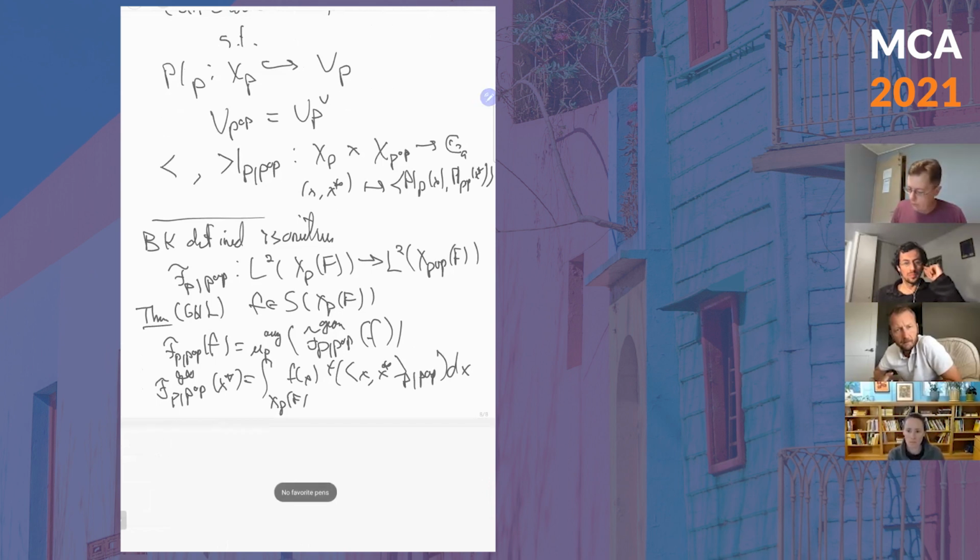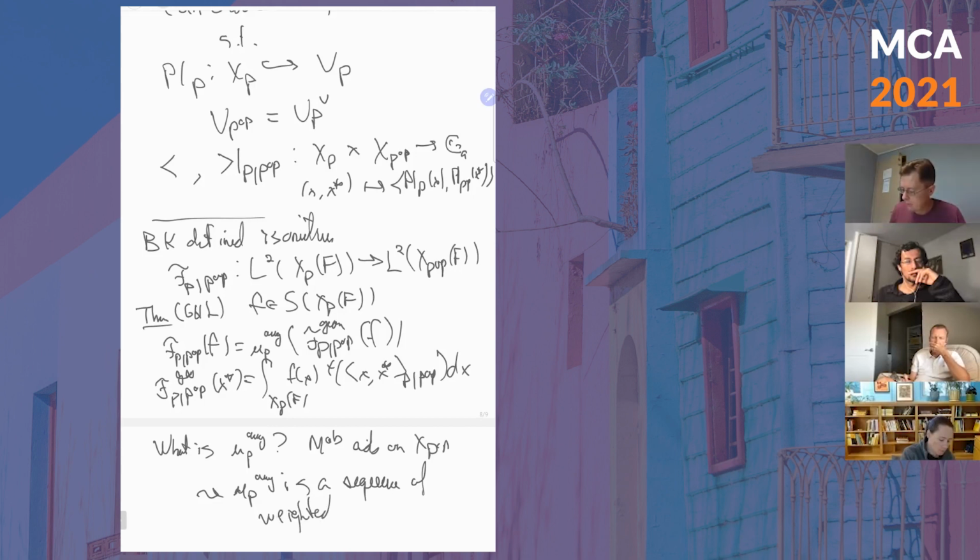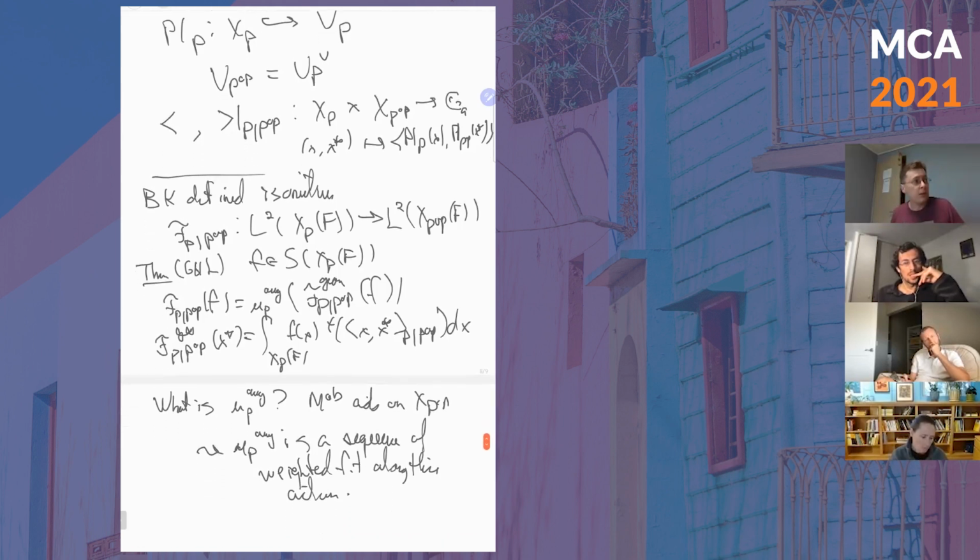And let's see, so what is this augmentation operator? Well, the abelianization of M acts on XP op, and mu P aug is a sequence of weighted Fourier transforms along that action. Okay. So I think rather than tell you, maybe I'll just briefly summarize what's relevant for this augmentation operator.